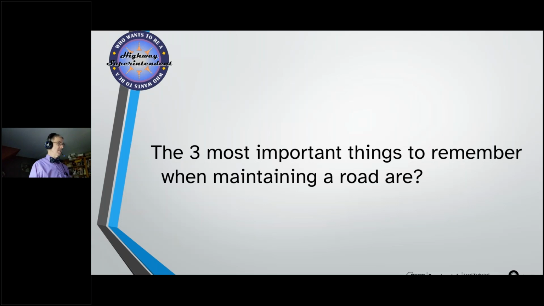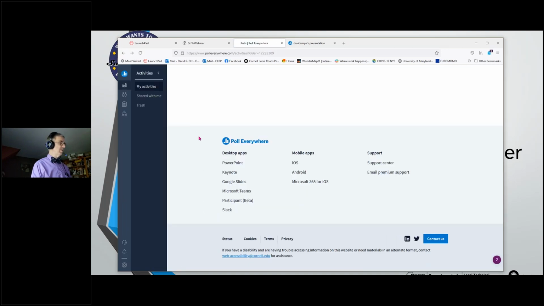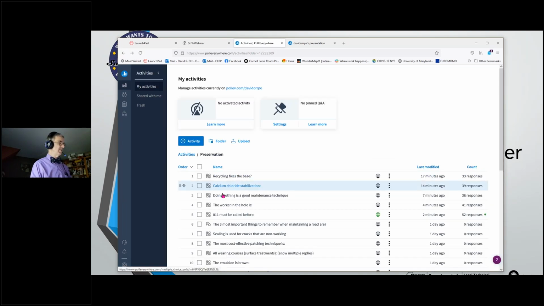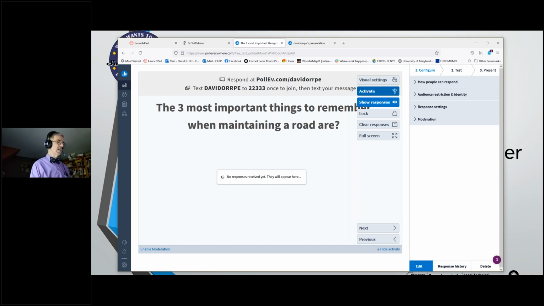The 3 most important things to remember when maintaining a road. Let's see here what you guys think. And in this particular case, you can put in any word that you want to put in. So what are the 3? So you can put in 3 different words, and we'll see what happens. What are the 3 most important things to remember when maintaining a road? And again, I'll watch the Q&A if you want to put it in there instead.